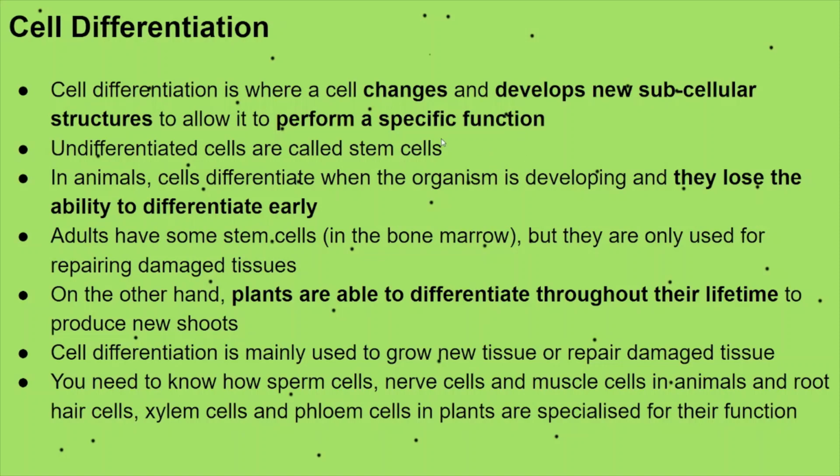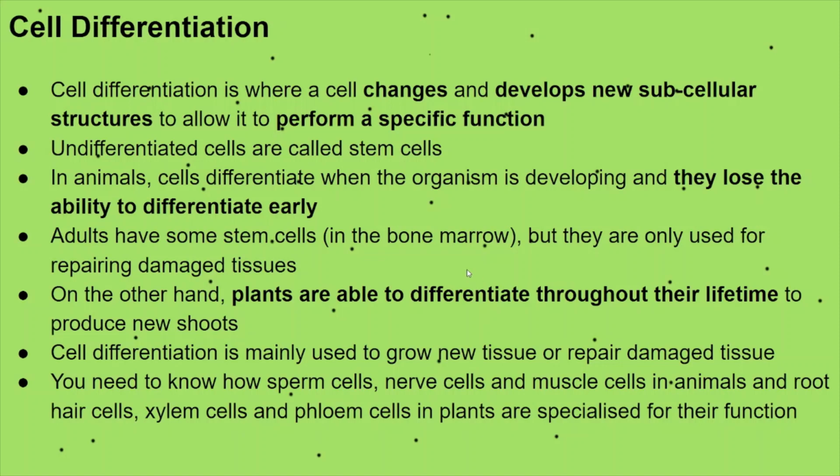And undifferentiated cells are called stem cells. We'll look at them later. And you need to remember that in animals, all our cells differentiate early. So we find a lot of stem cells in the embryo, but as adults, we don't have many undifferentiated cells. We have some, but they can only differentiate into specific cells.